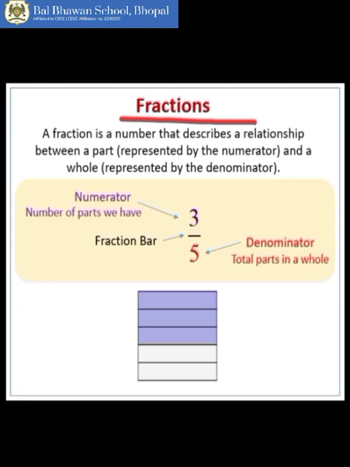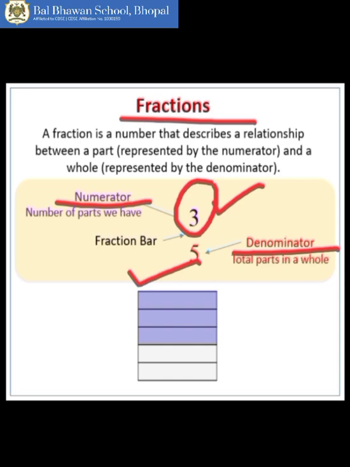Numerator. Numerator is the number of parts we have. Then denominator. Denominator means total parts in a whole. Numerator is the top number and denominator is the bottom number. Here numerator is 3 and denominator is 5.